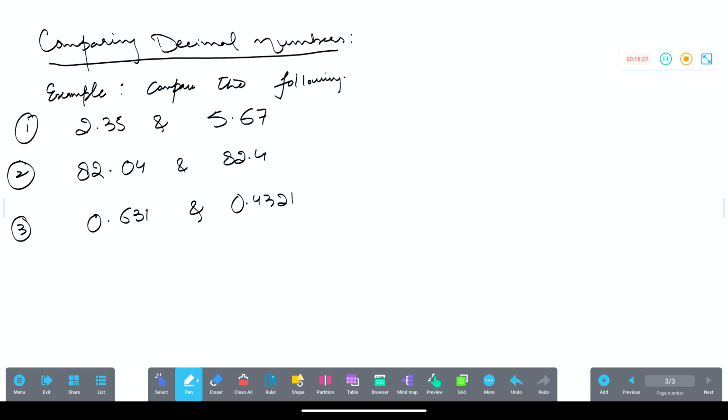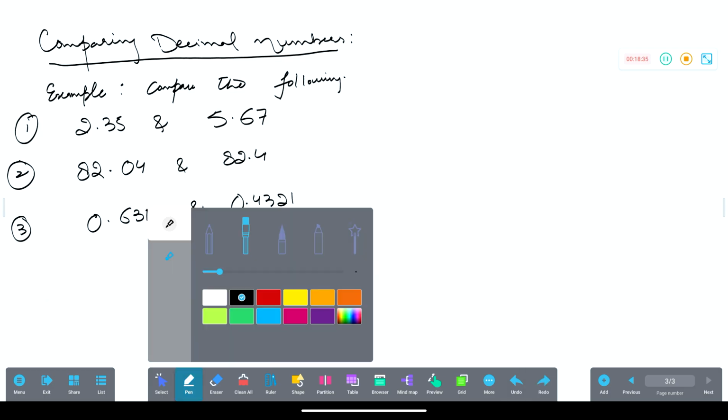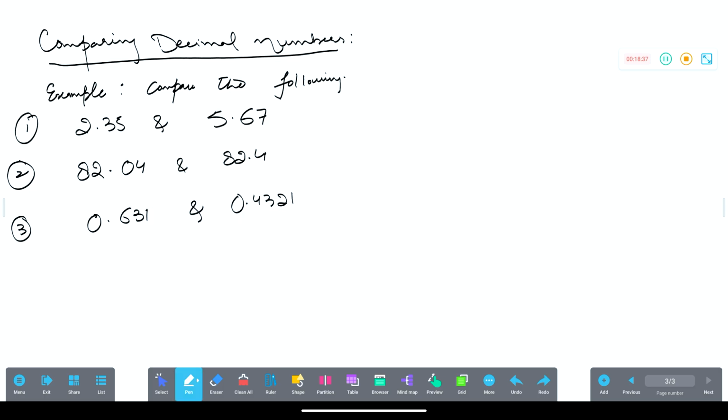Fourth example. Let me consider these three examples. तीन examples की बात करेंगे. One by one I will take them. Let me take the first example here. This is the first example. I am writing its answer here. So how will you compare these decimal numbers?